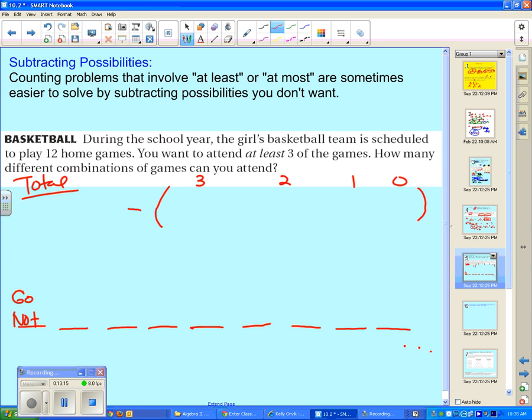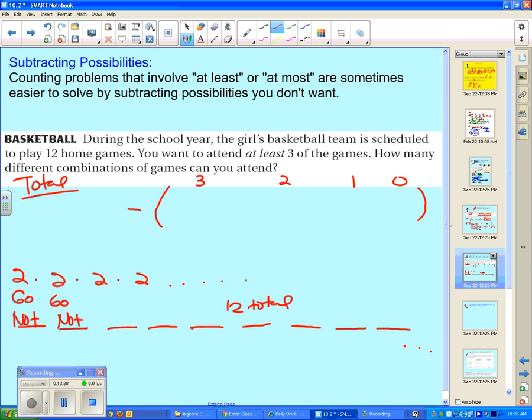So how many choices do I have just for the first one? 2. For the second one, I could either go or I could not go, and so I have 2. And on and on and on. This is a counting principle problem. I have 2 ways that I could either go or not go to each of these basketball games, all the way up to 12 total basketball games.